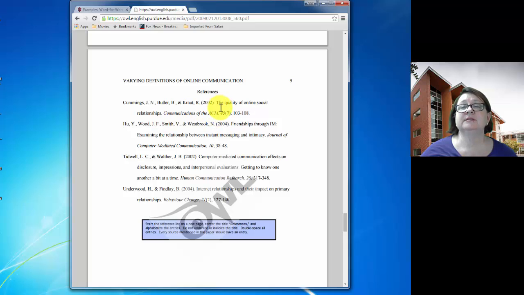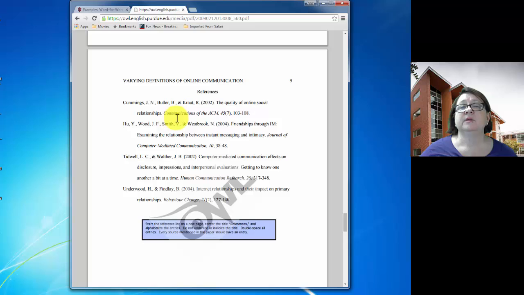Now notice, this is a really distinct feature of APA style, and it takes people a long time to catch this. But the quality of online social relationships only has 1 capital letter, and that's the first letter of the first word. Everything else is lowercase. That's not common for the names of books. Names of books usually are in capitalization. The quality online social and relationships would normally be capitalized, but not in APA style. So you just have to get used to it.